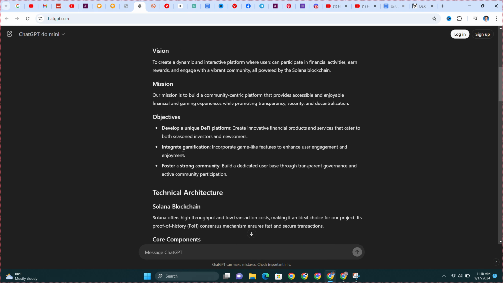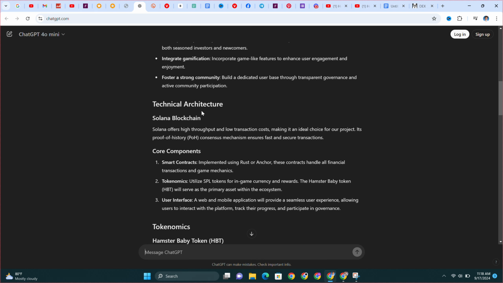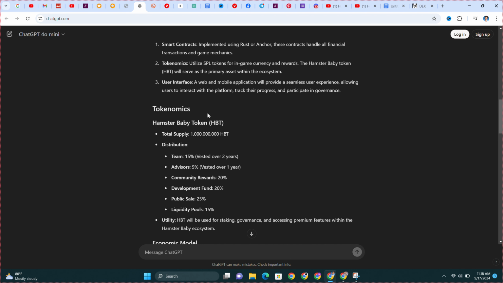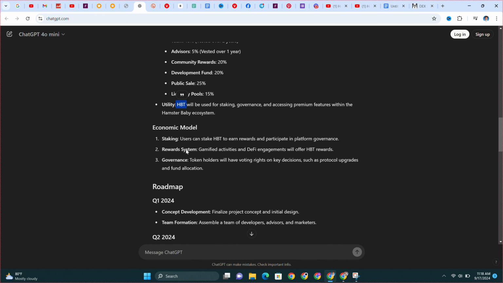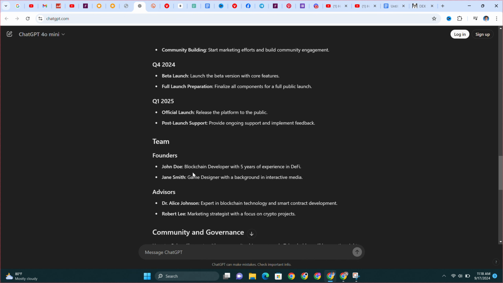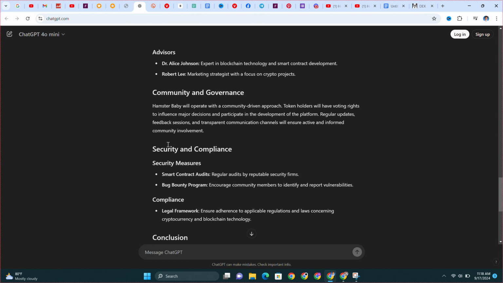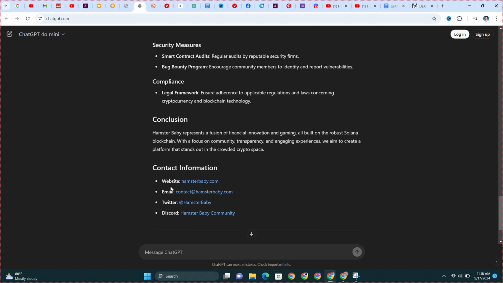Introduction, project overview, objectives, technical architecture, the tokenomics, right? Total supply, distribution. The team will take 15%, advisors 5%, community reward 20%. So this is the token symbol, right? HBT. Then this is the roadmap, the founders, advisors, contact information, right? Conclusion. This is how you can create a crypto white paper for any project on any chain, on Solana, on BSC.